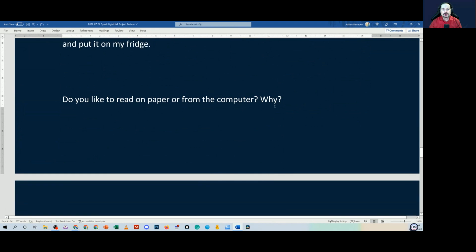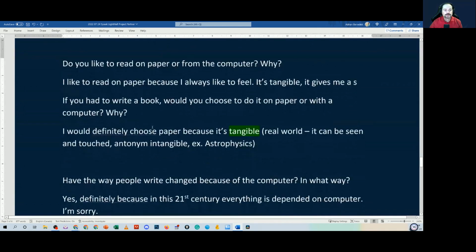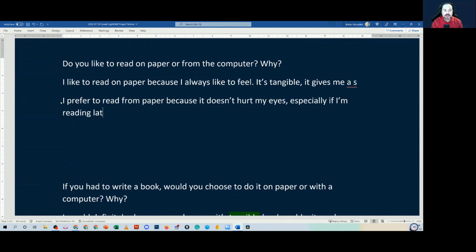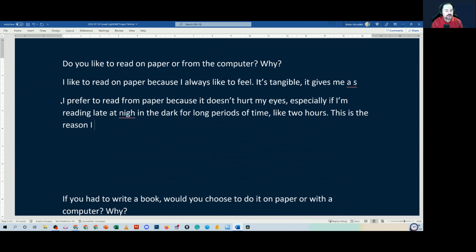Do you like to read on paper or from a computer? I prefer, right? It's a preference question. I prefer to read from paper because it doesn't hurt my eyes, especially if I'm reading late at night in the dark for long periods of time, like 2 hours. This is the reason I read my favorite novels from paper books, such as Lord of the Rings.